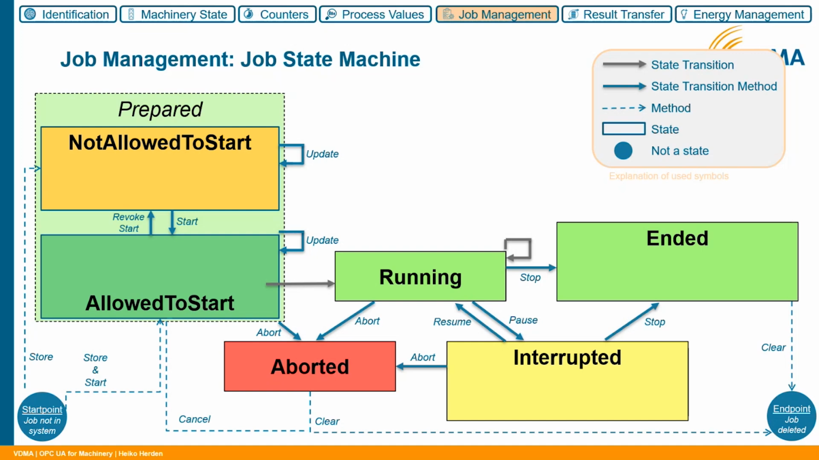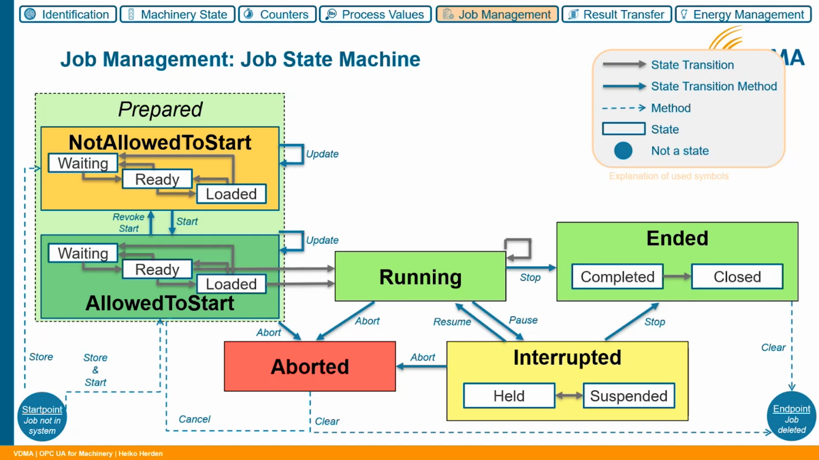And as we followed the ISO 95 approach, we also modeled the other states from ISO 95, but as optional substates. As you can see here, we have the states of waiting, ready, and loaded within the prepared. We have a differentiation between held and suspended for the interrupted state, so whether it's interrupted from the inside or the outside. And the ended state is also differentiated between completed, which means the job is really done, and ended, which also means that the job is really done, but also that the processing of the data is done and that you can delete the job. And waiting, ready and loaded means whether, for example, the preconditions are met already.